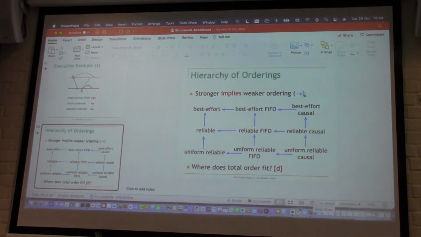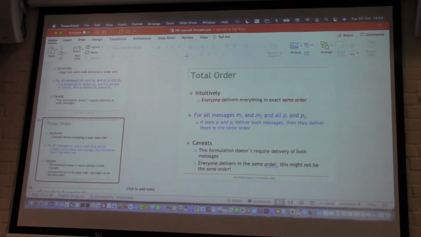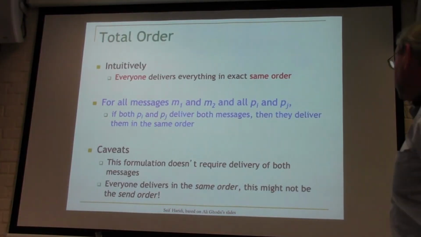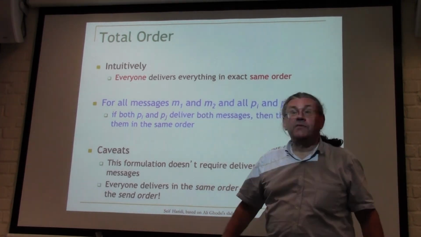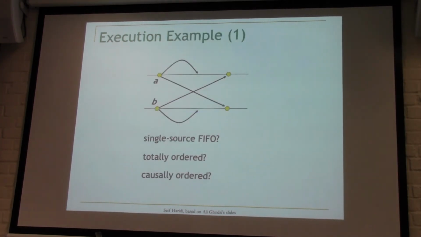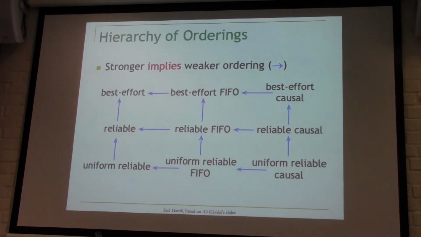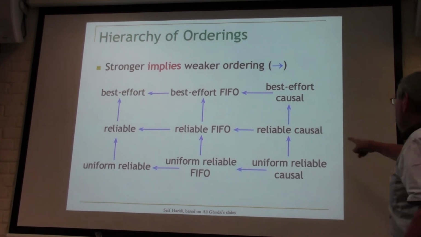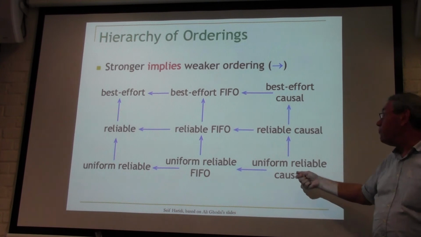Let me show you something here. So this is total order. Everyone delivers in the same order. It does not have to be the send order. Okay, but for causal, does it have to be the send order? In terms of a causal algorithm, if A broadcasts before B, does it have to deliver A before B for causal?